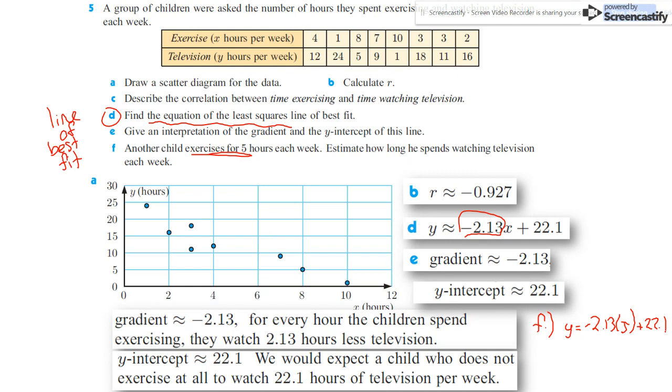Okay. And that would be an interpolation, so that would be reasonably accurate due to our value of R also being fairly strong. Right? It is negative, but it's pretty strong.